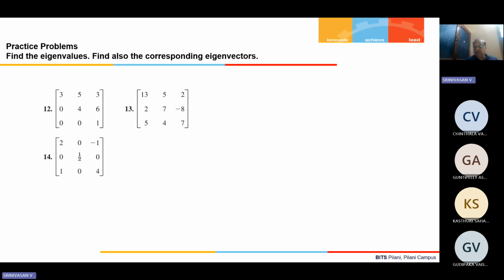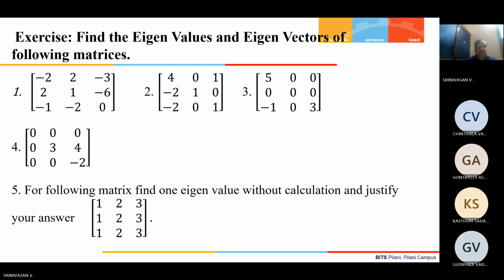So, practice problems. Find the eigenvalues and also the corresponding eigenvectors. Here, the last question of the other things you are supposed to do: for the following matrix, find one eigenvalue without calculation and justify your answer.